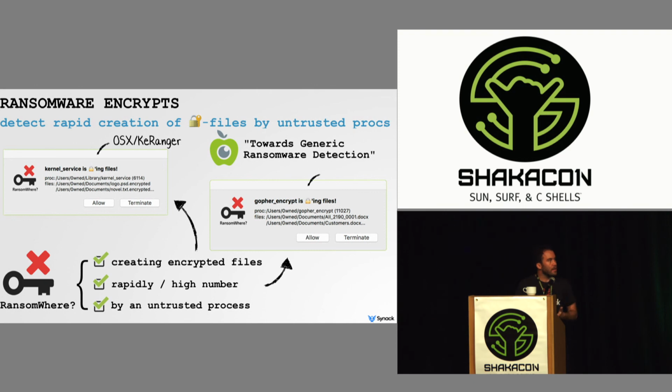Another tool I wrote is called RansomWhere, and this basically just watches the file system for the rapid creation of encrypted files by untrusted processes. This is something, again, all Mac ransomware does. So this tool is actually able to generically detect all Mac ransomware, even the most recent samples that came out after this tool was released.